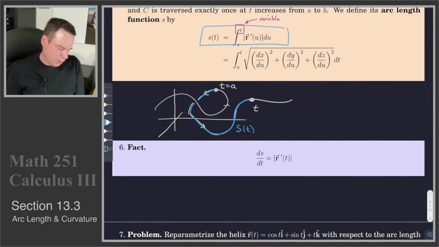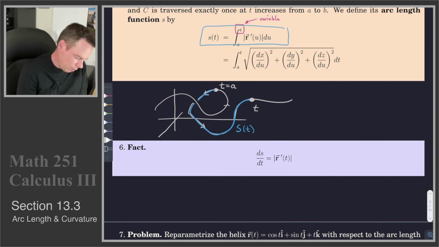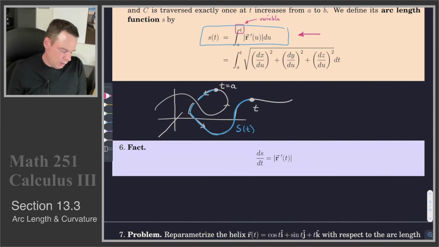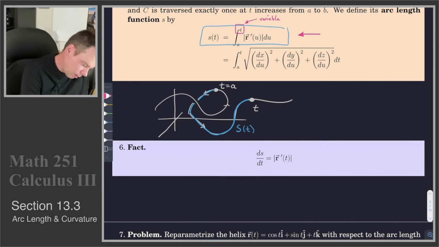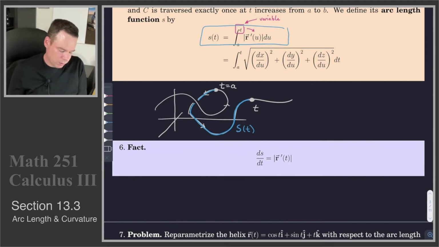Now, using our fundamental theorem of calculus, let's find the derivative of this function s. The fundamental theorem of calculus says to find the derivative, you take the upper limit of integration, which is the variable, and pop it into the integrand. The lower limit of integration is a constant, so when you differentiate this, you get exactly what's in this box called fact.